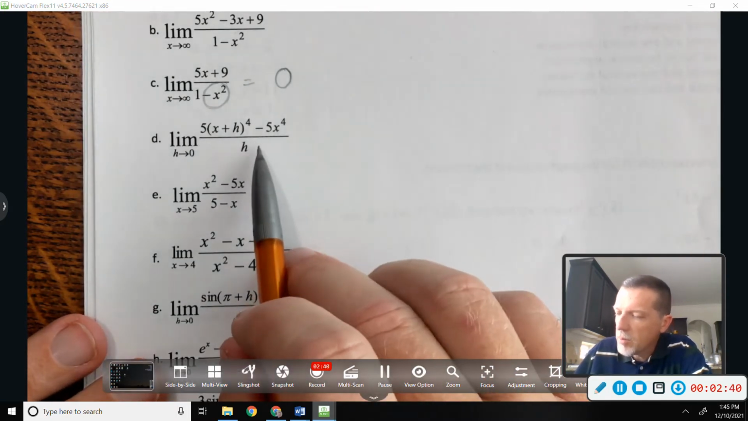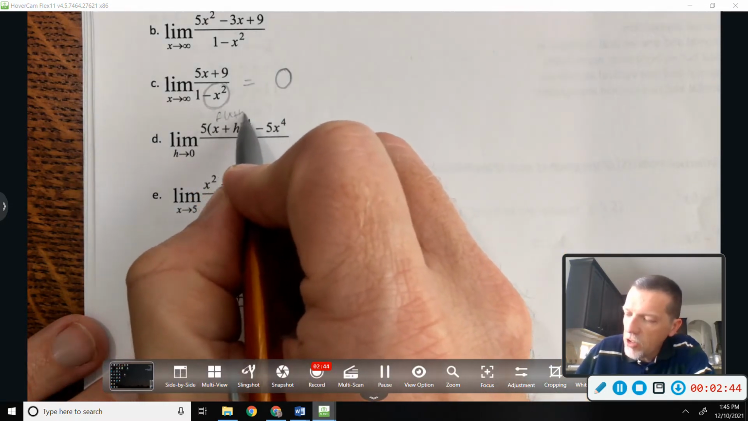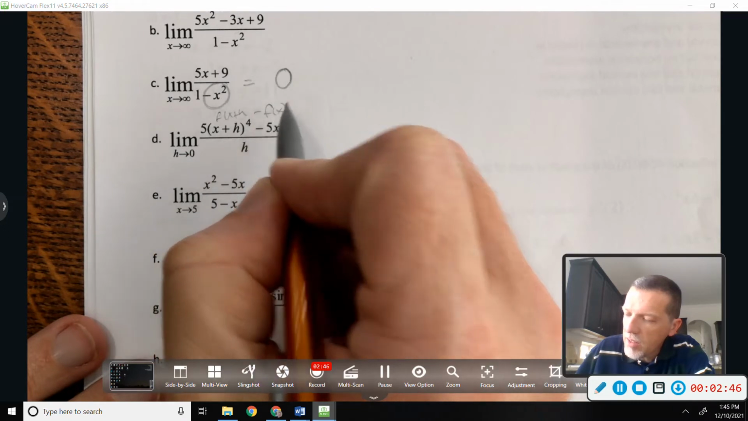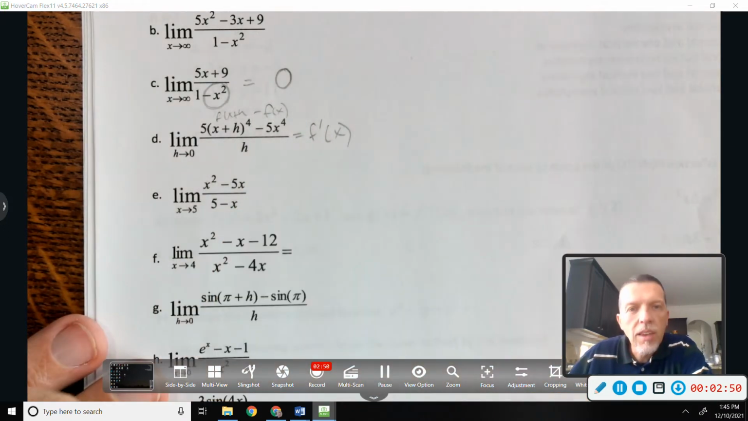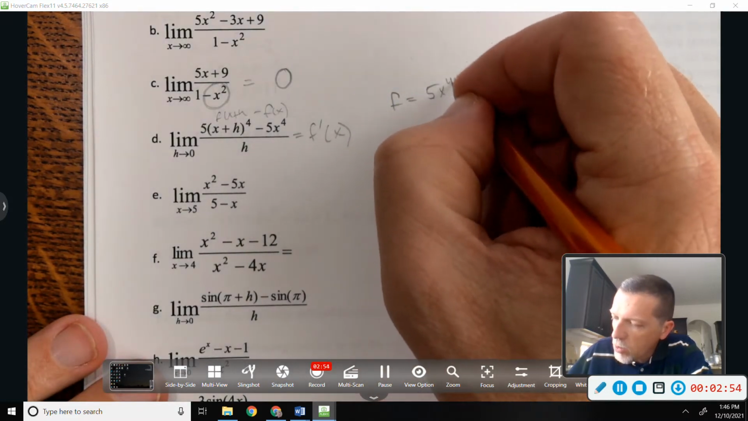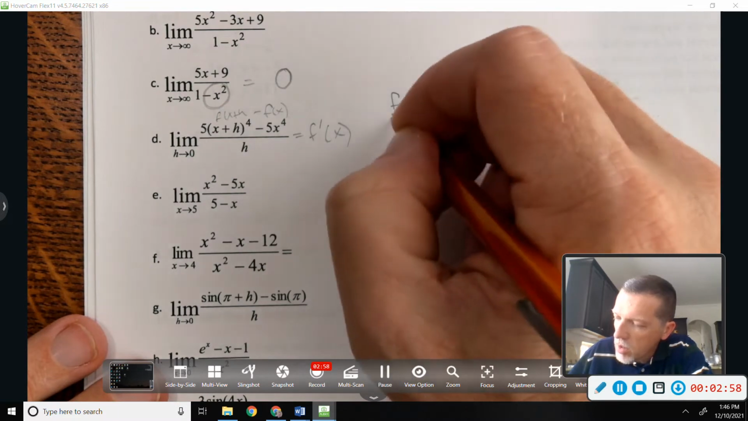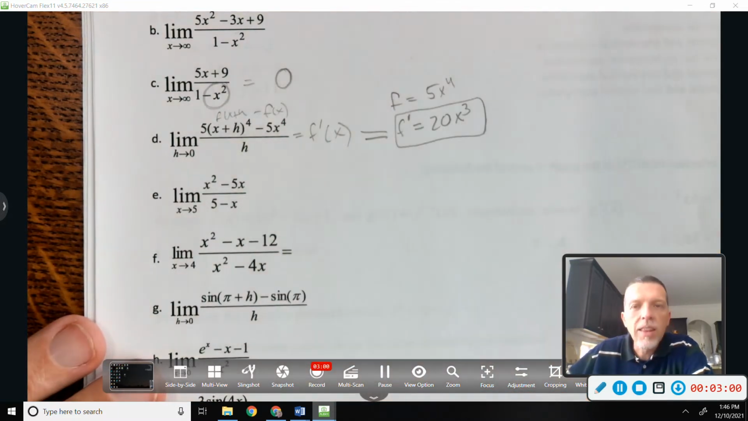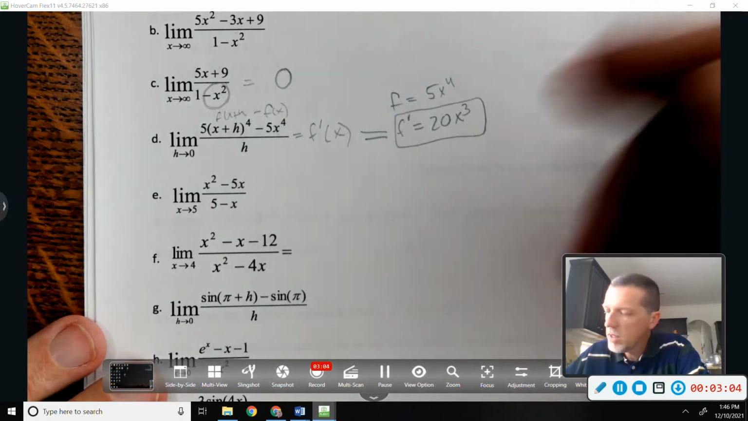I don't want to skip D because it looks like f of x plus h minus f of x. So this is the derivative of f. Well, f is 5x to the 4th. F prime then is 20x cubed. So that limit, not from algebra but from recognizing calculus, is 20x cubed.